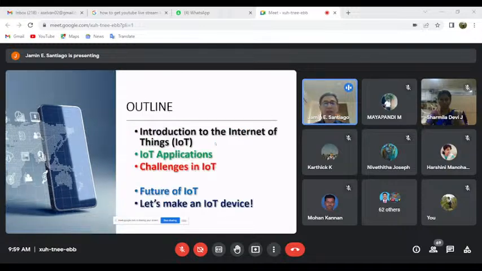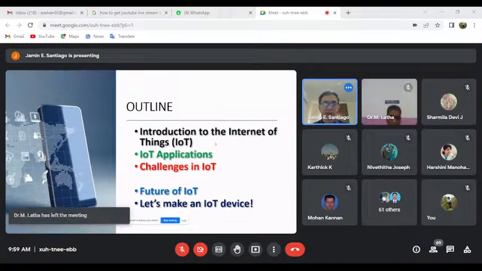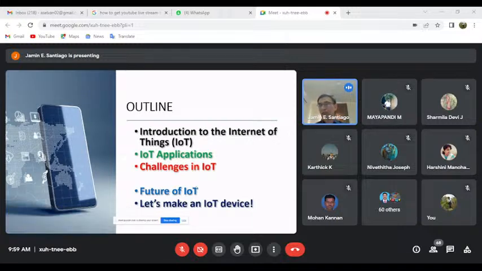Now, in the outline of my topic, we have the introduction, the IoT applications, challenges, future of IoT, and we will have a little activity, how to make an IoT device. In most of my talk about technology, I always include a practical part, like a workshop for the topic, so that we have something to do.